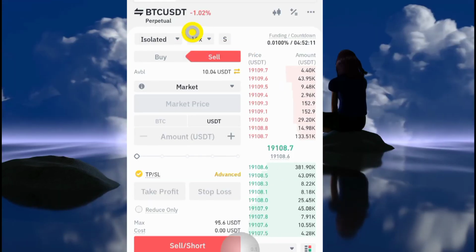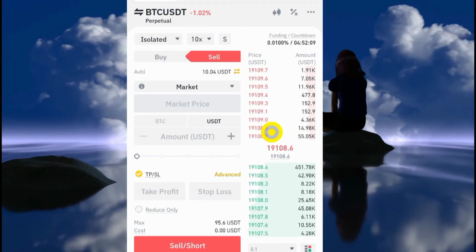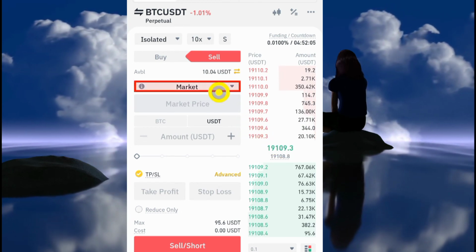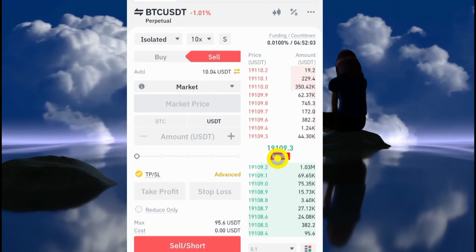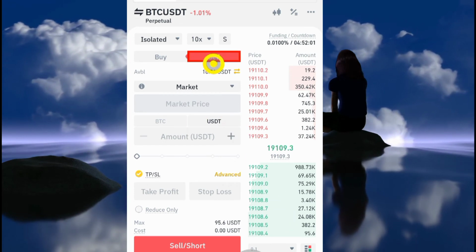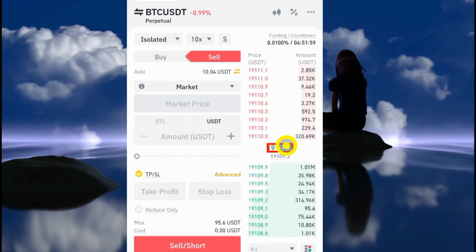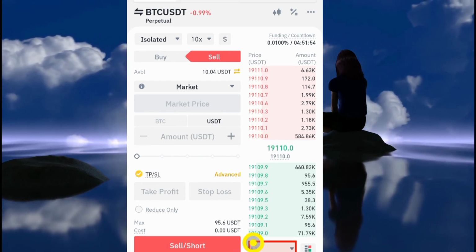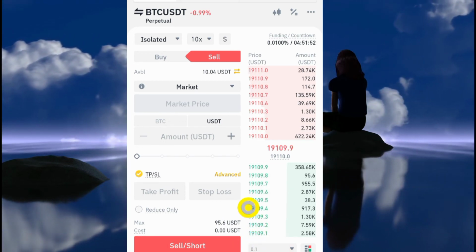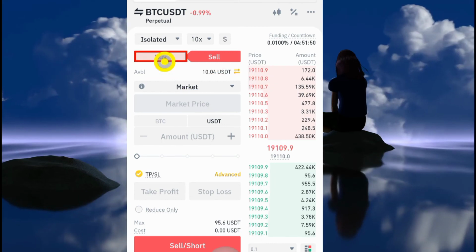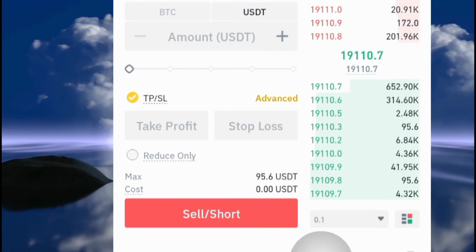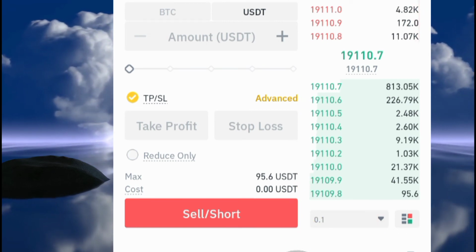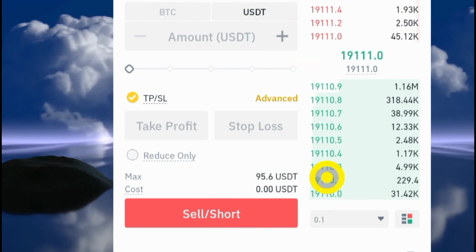When you're shorting on Binance, you're basically selling. What this means is that you're predicting from your technical analysis that the price is going to drop. So you sell at a higher price and buy at a lower price, and then you make some profit. That's basically how this is done. I'm going to do a separate video explaining how to short and why we make profit even when we buy at a higher price and sell at a lower price.